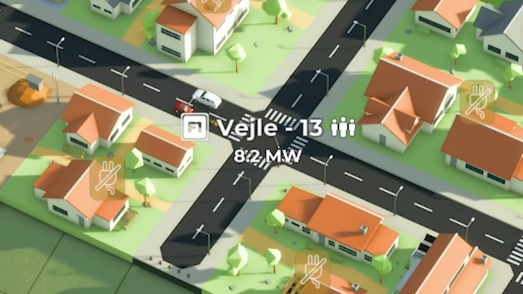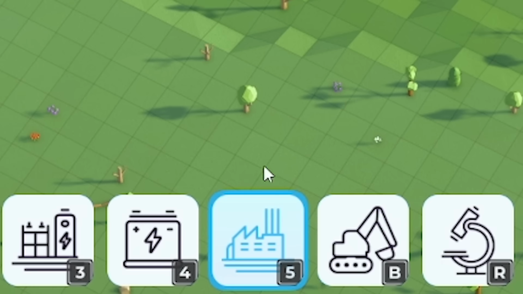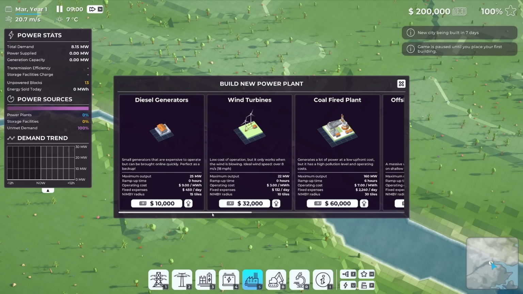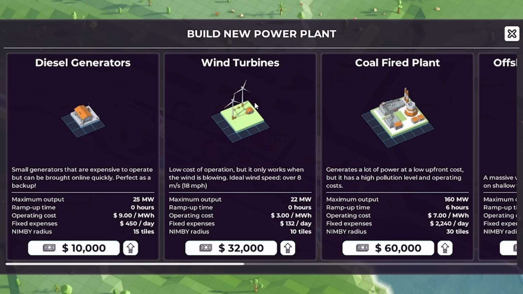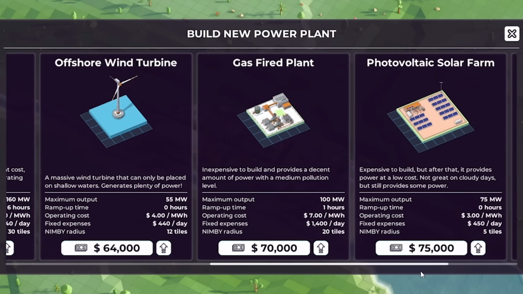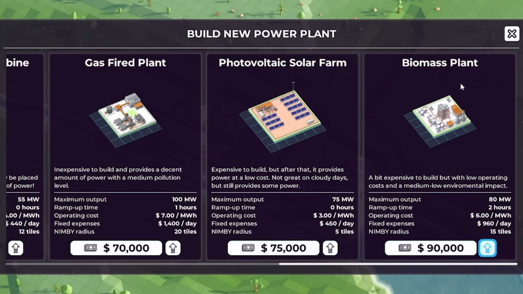So Vejla has 13 people. They need 8.2 megawatts. So first off, if we head into this button, the build power plants menu, you can see now we've got all sorts of things unlocked. We've got diesel generators, wind turbines, coal-fired plant, offshore wind turbines, gas-fired plant, solar farms, and biomass plants.